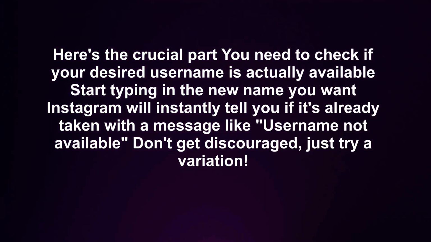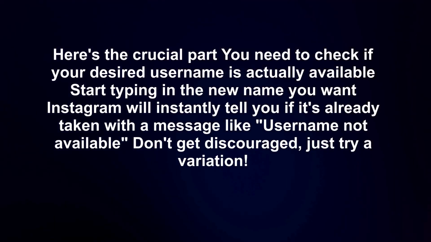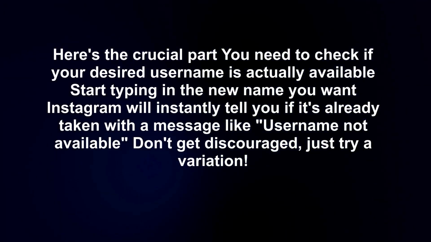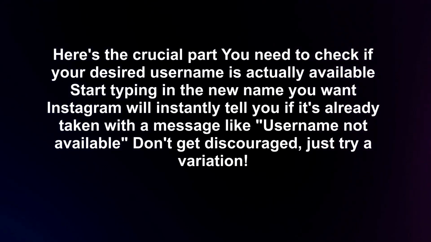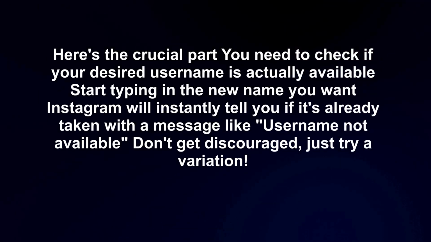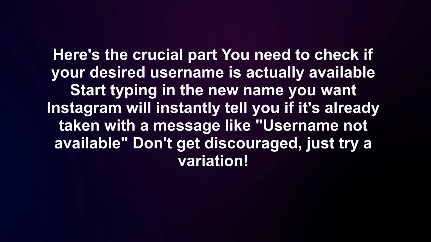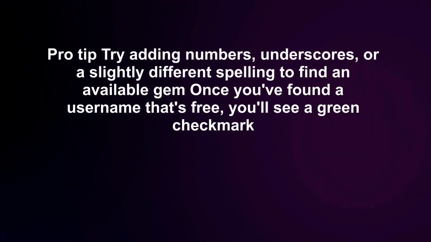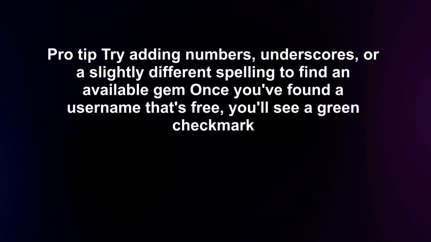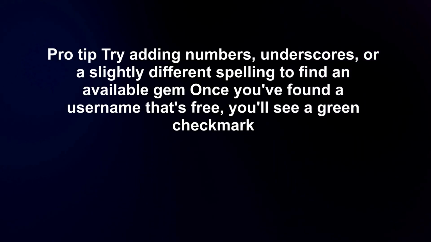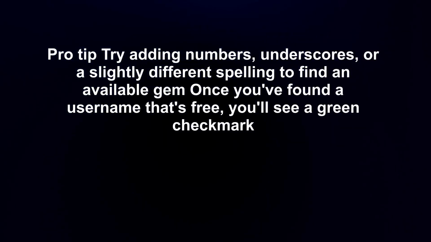Here's the crucial part: you need to check if your desired username is actually available. Start typing in the new name you want. Instagram will instantly tell you if it's already taken with a message like "username not available." Don't get discouraged, just try a variation. Pro tip: try adding numbers, underscores, or a slightly different spelling to find an available gem. Once you've found a username that's free, you'll see a green checkmark.